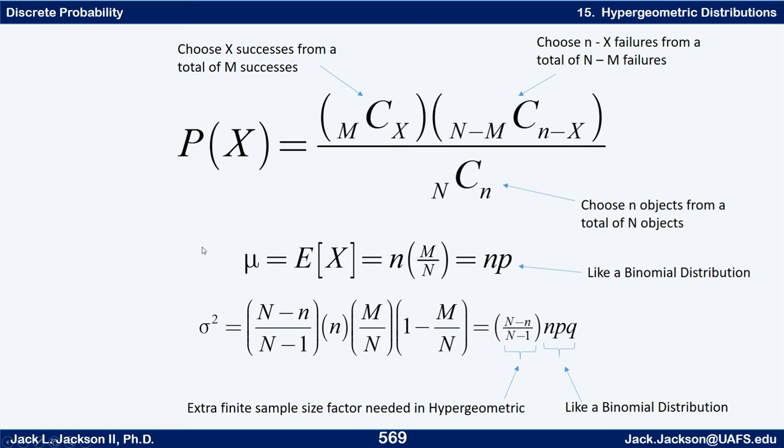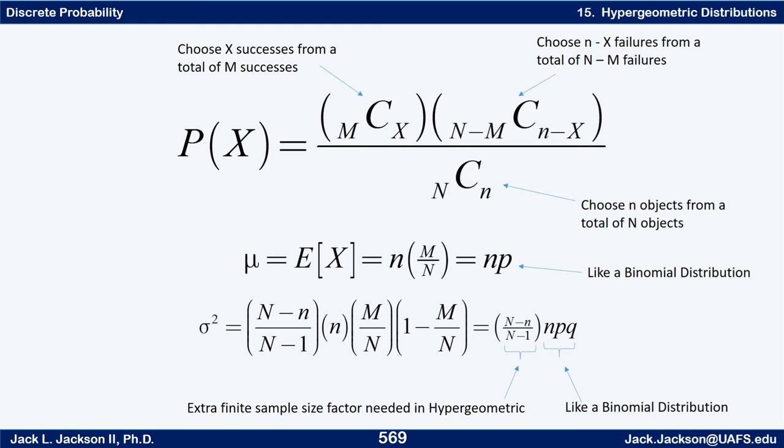Now, without proving it, let me show you this. It turns out that the mean, the expected value of x, turns out to be little n times big M over big N. In other words, the number of successes in the whole population divided by the population size, that's the proportion of successes in the population. Let's call that P. And then the formula is just like a binomial. Mu is n times P. What is P? Well, P is the probability of a success on the very first draw.